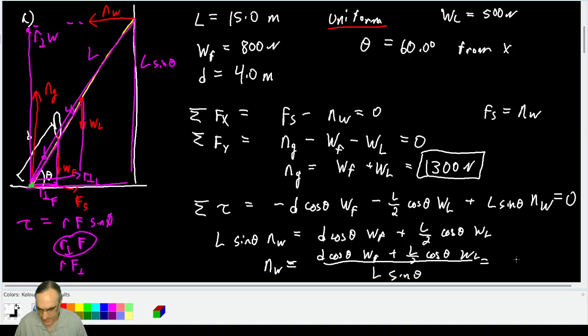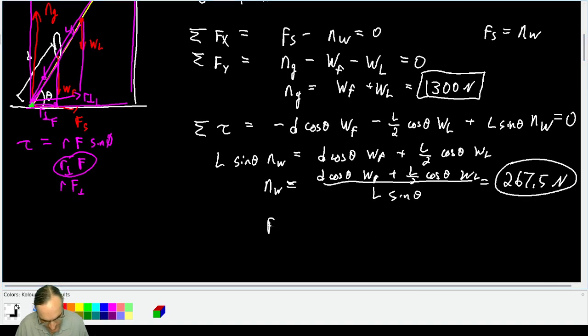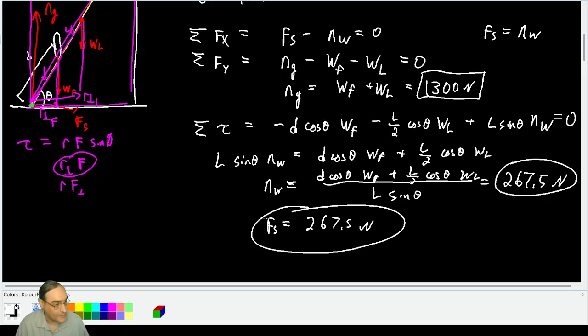All right, so 4 times cosine of 60 times 800 newtons, plus half of 15 is 7.5 times cosine 60, times the weight of the ladder, which is 500. Then I'll divide by the length, 15 meters, times sine of 60. And we get 267.5 newtons. And that also tells us the friction force must also be in size 267.5 newtons, or 268 if you want to round it up.